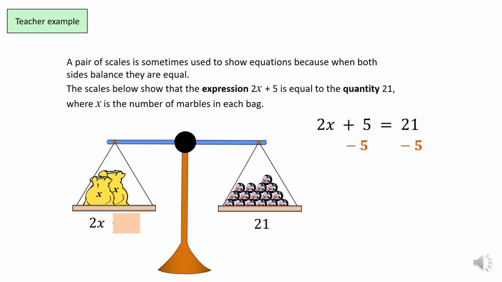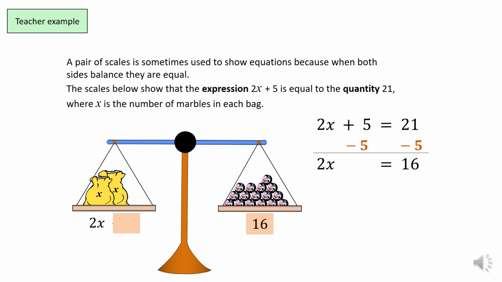If you look on the 2 scales, we should be left with just 2 bags, and each of those bags is x, so therefore we're left with 2x. And on the other side, we're left with 16, because once you do 21, take away the 5 marbles, we should have 16 marbles left. So we can say 2x equals 16.